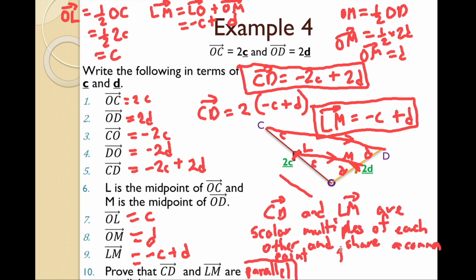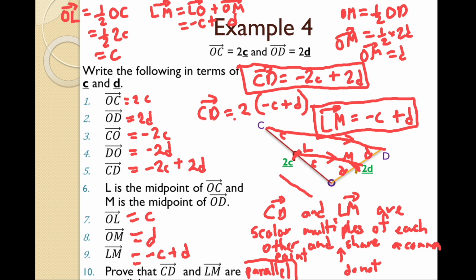So here I should actually say do not. Basically, when you look at CD, CD is minus 2C plus 2D, and LM is minus C plus D. Does that make sense? When you compare these two, what do you notice? They have negative C and D, but not only that. If you factor out the 2, look what you get: negative C plus D. So they have the same vector going on, just that CD is twice the size. Does that make sense?